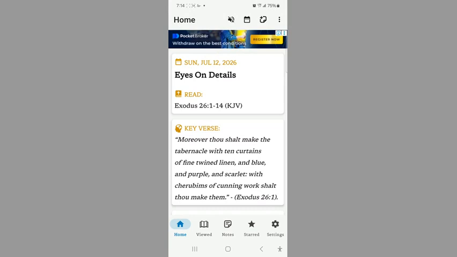Verse 1. Moreover thou shalt make the tabernacle with 10 curtains of fine twined linen, and blue, and purple, and scarlet, with cherubims of cunning work shalt thou make them. Verse 2. The length of one curtain shall be 28 cubits, and the breadth of one curtain 4 cubits, and every one of the curtains shall have one measure.